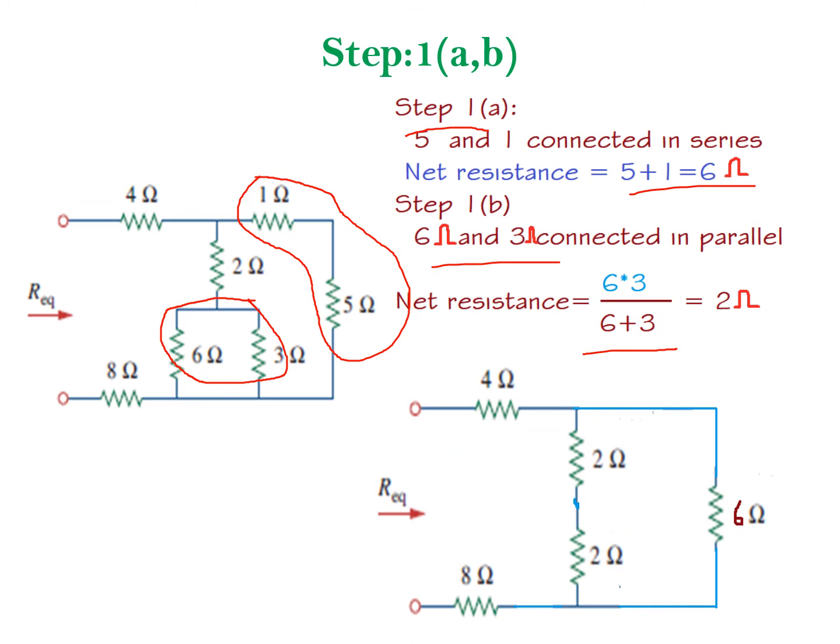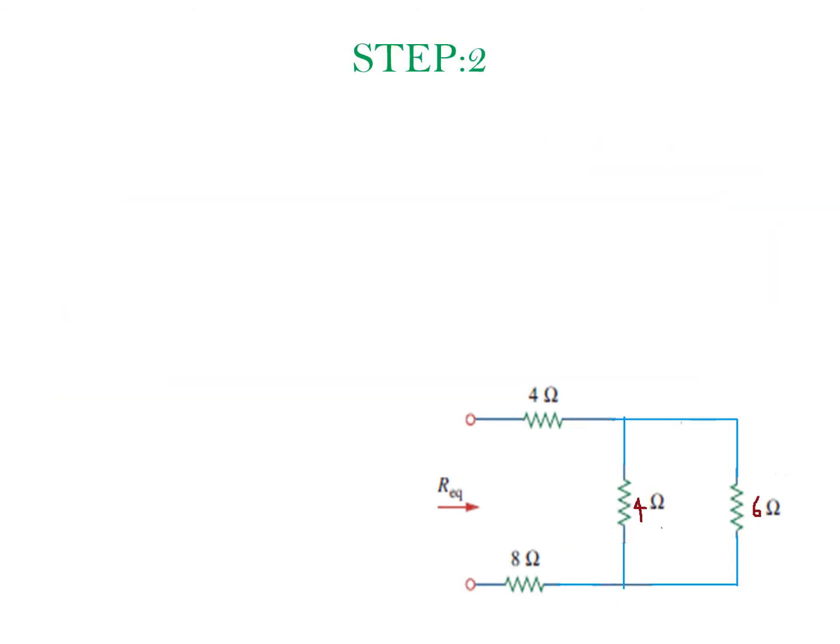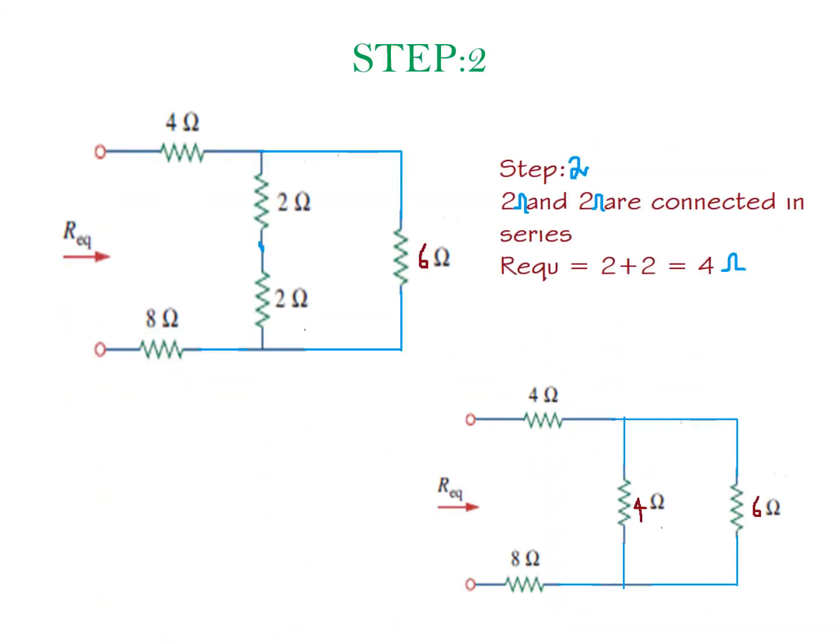So this is a new circuit. After reducing the resistance, we get this circuit. Here 6 ohm, 2 ohm, 2 ohm, 4 and 8. So next, how to reduce this? Here 2 ohm and 2 ohm are both connected in series combination. So what is the resultant value? That is 4 ohm. Now this is the circuit that consists of the reduction of both the 2 ohm resistances.